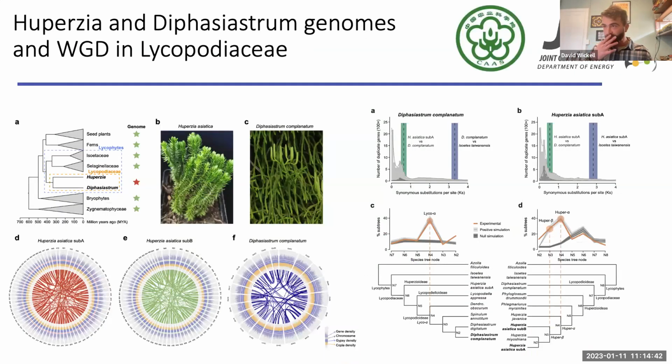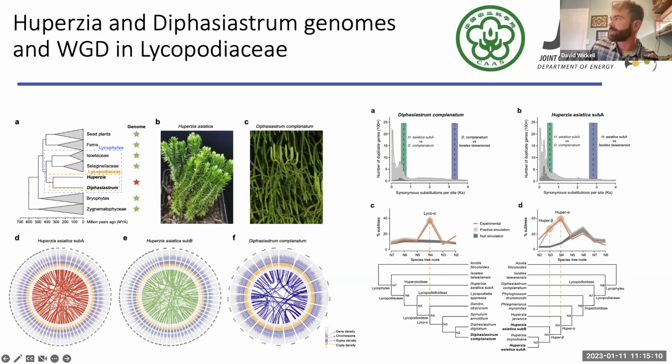All right, so now I'm going to move on to a whole different group of plants, still homosporous, but these are the plants in the Lycopodiaceae. This is a family of vascular plants, vascular lycophytes. It is sister to another two groups of lycophytes, Isoetaceae and Selaginellaceae. Both of those are the heterosporous lycophytes that I talked about earlier.